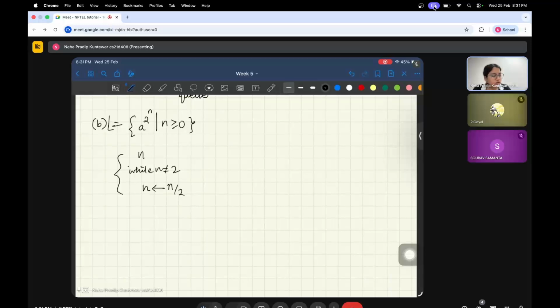If you have a number which is a power of 2, you divide it, you get a power of 2, you divide it, you get a power of 2. Eventually, you will end up with 1. But let's say you started with any even number which is not a power of 2, and you keep on dividing it by 2. Eventually, you will reach a number which is odd but not 1.